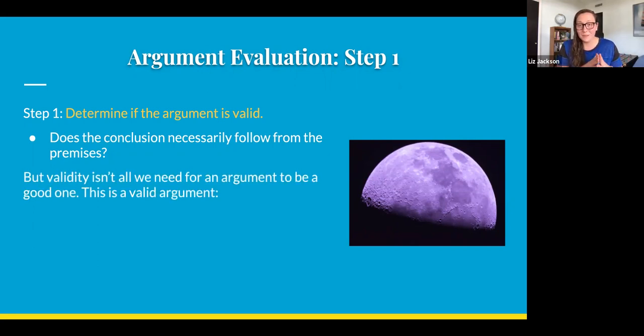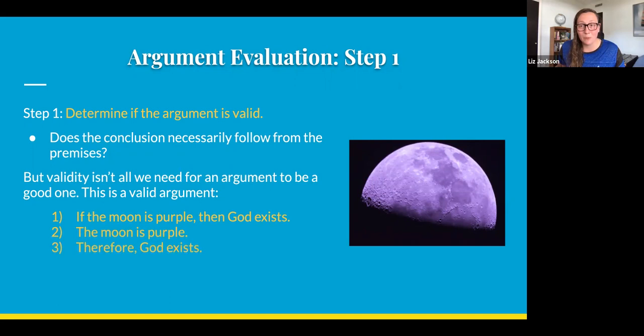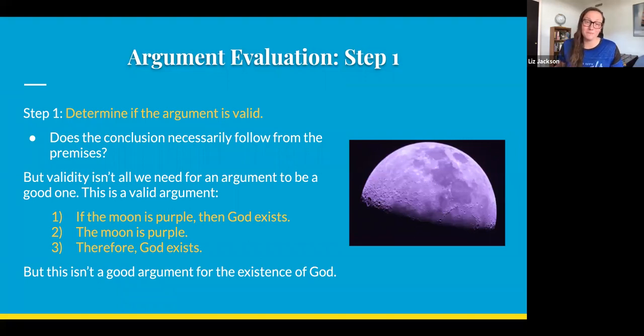And the reason this is only step one is because validity isn't all we need for an argument to be a good one. This is a valid argument. If the moon is purple, then God exists. The moon is purple, therefore God exists. But this is not a good argument for the existence of God. No one's going to be like, oh, I was an atheist, but then I heard this purple moon argument and now I believe in God, right? So even though it's valid, it's not a convincing argument. It doesn't give us a good reason to believe the conclusion.